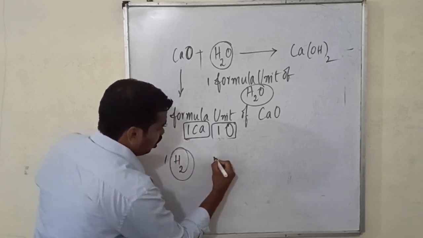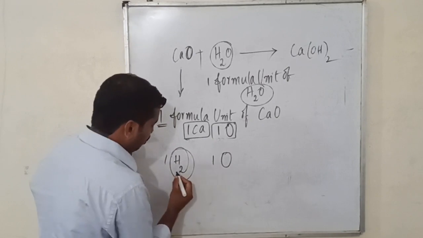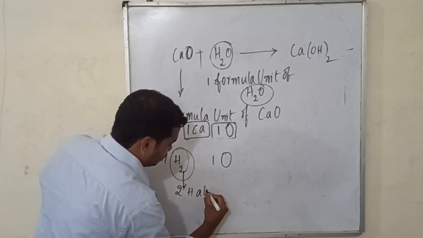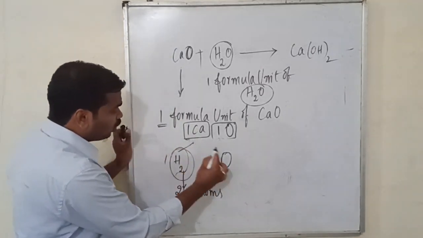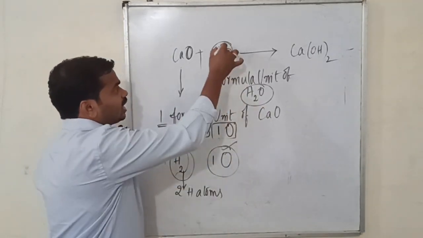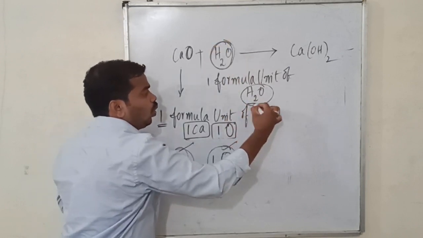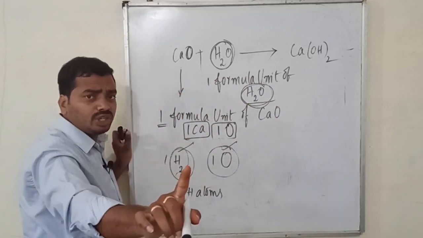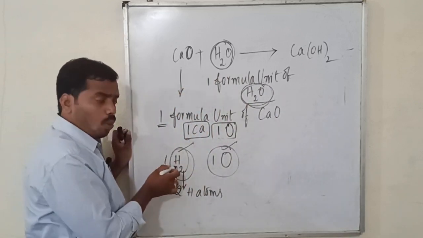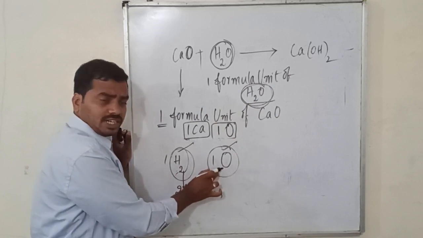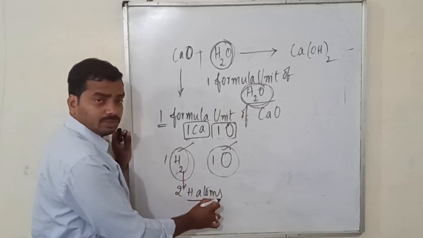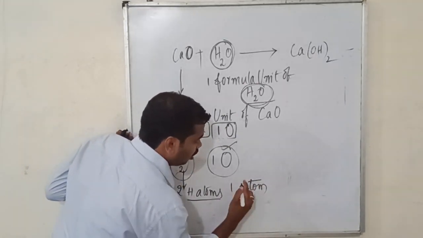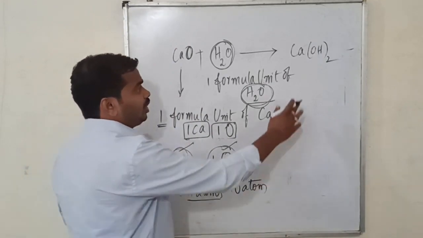This says one formula unit of H2O in the sense one H2 and one oxygen. Remember, one H2 in the sense, in this there will be two hydrogen atoms. One H2 molecule and one oxygen atom, when they are combined, form H2O. That says one formula unit of water molecule. In one formula unit of water molecule, one H2 and one oxygen is present. That says two hydrogen atoms, one oxygen atom. Remember, one oxygen atom.